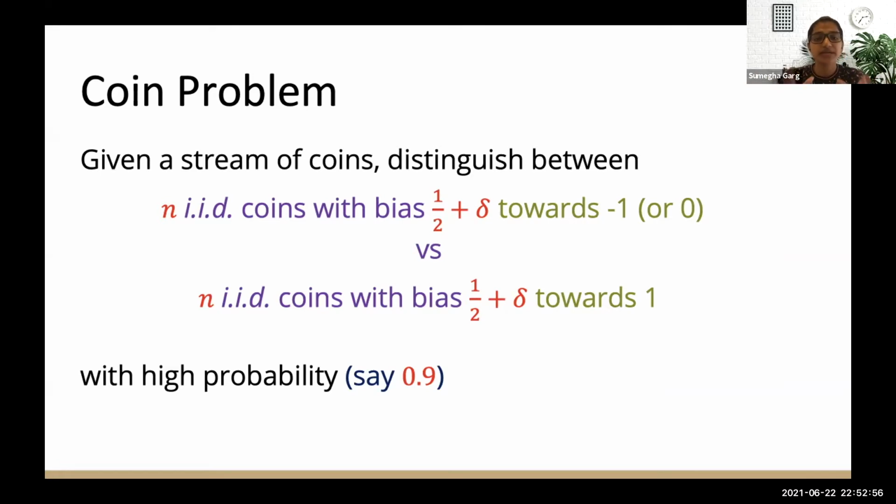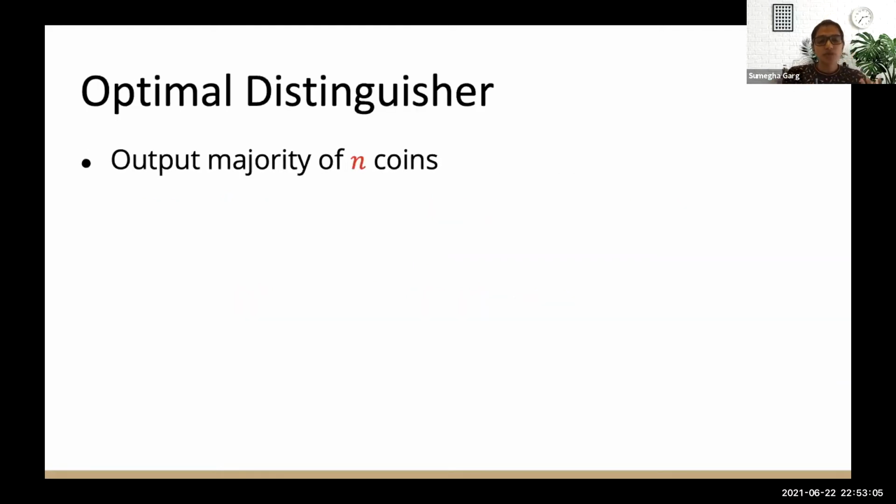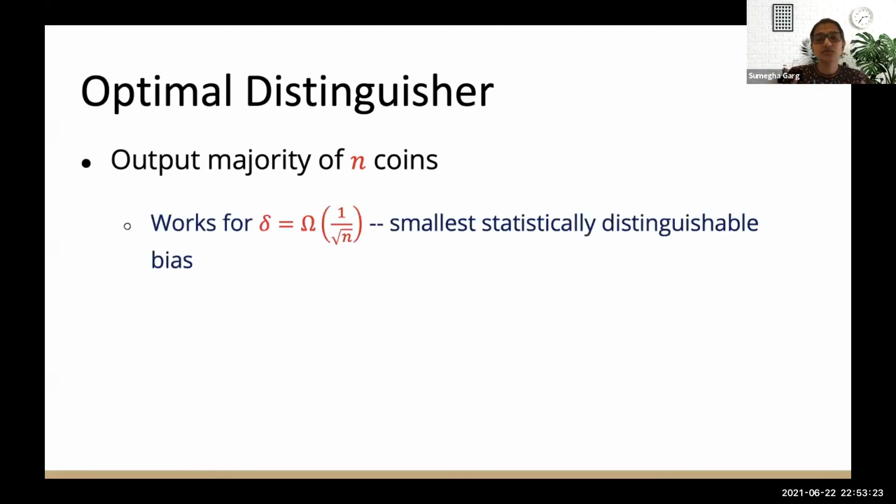In the rest of the talk, I'll use 0 and minus 1 interchangeably, and both represent the negative bit. Now, what is the optimal distinguisher to distinguish between these two distributions? You just output the majority of the n coins. If the majority is minus 1, you say that the coins are biased towards minus 1. And if the majority is 1, you say that the coins are biased towards 1. This distinguisher works for delta greater than 1 by square root n. This is because 1 by square root n is the smallest statistically distinguishable bias, as for a lower delta, these two distributions of n coins are statistically indistinguishable.